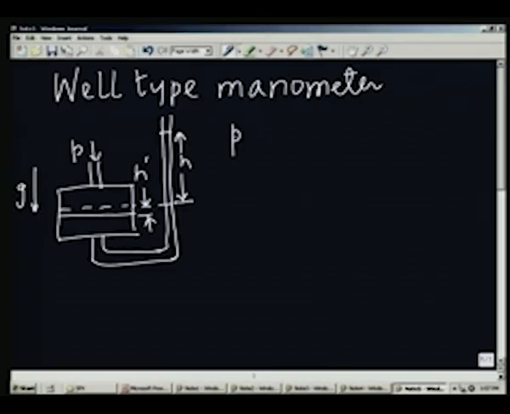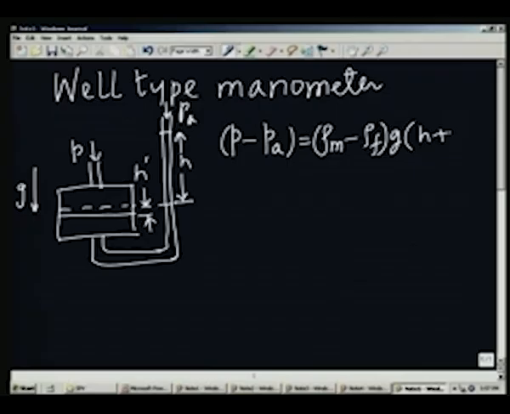So, we can see that P minus P A, if this is P A, must be equal to rho m minus rho f into G into H plus H prime. In the U tube manometer, H prime would have been equal to H, which we called H1, and it would become 2 H1 equal to H. So, let us look at this: suppose I take the area of cross section as capital A here, and the area of cross section as small a here.